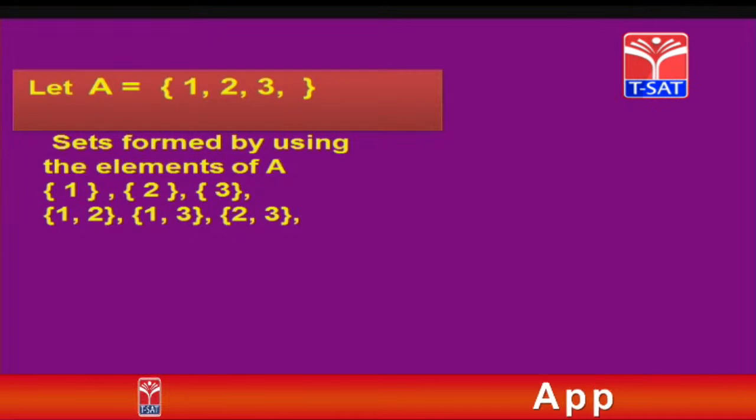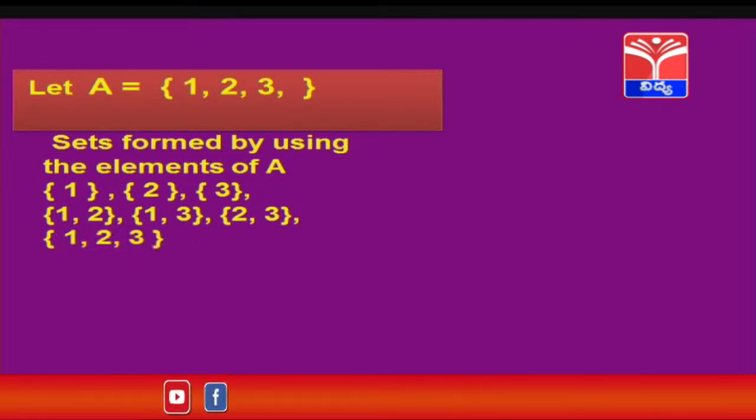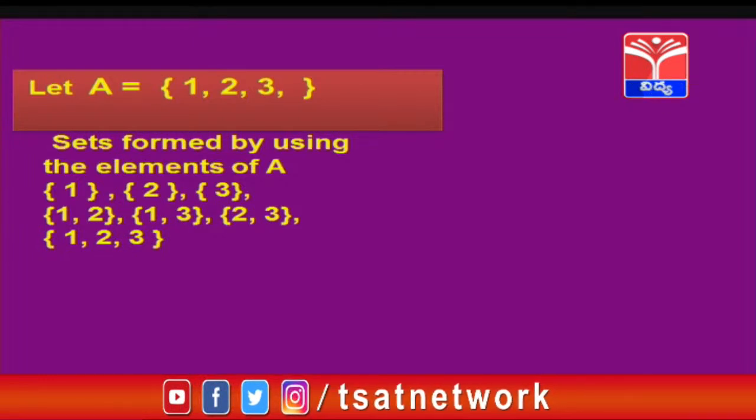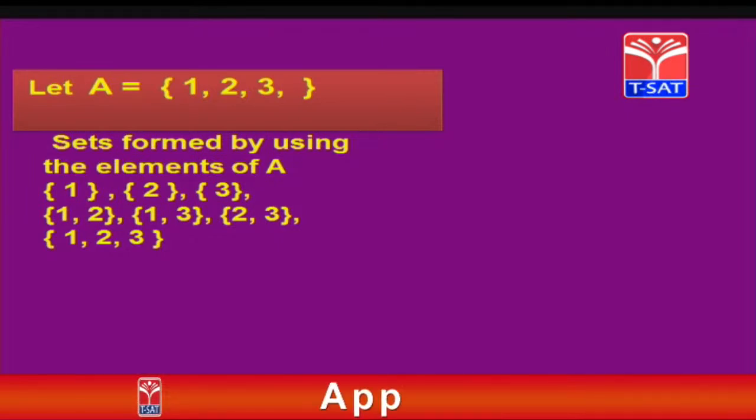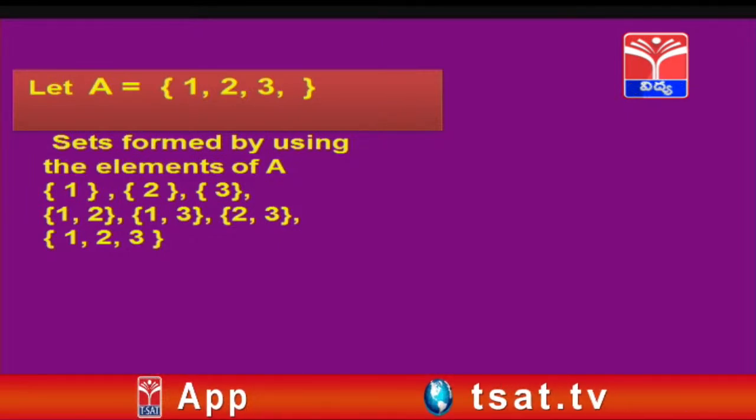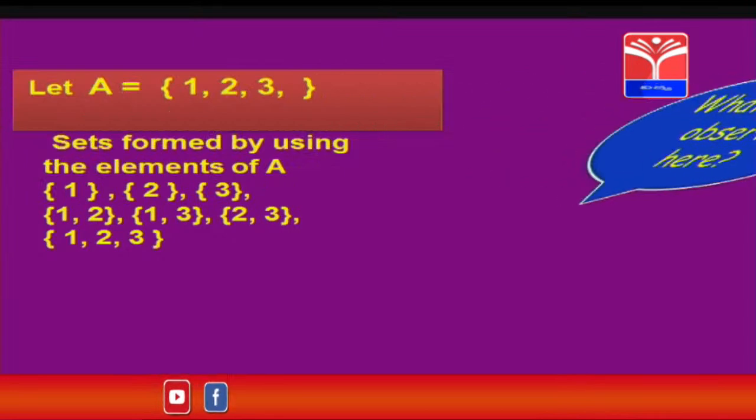Now, again I can take 1, 2 as elements, set of 1, 2, set of 1, 3, set of 2, 3. Again {1, 2, 3}. What do you observe here? Let A be the set {1, 2, 3} and again {1, 2, 3} is a set. Every set is a subset of itself. Understand?